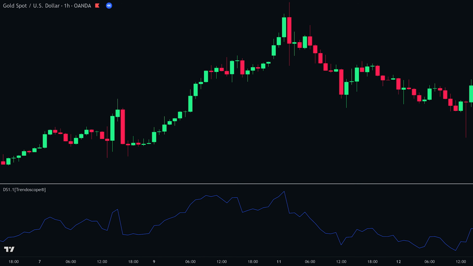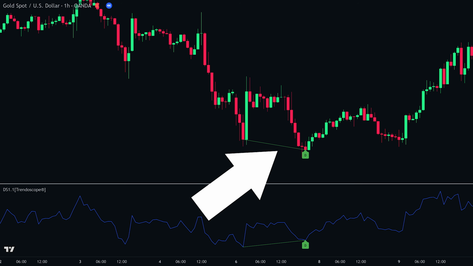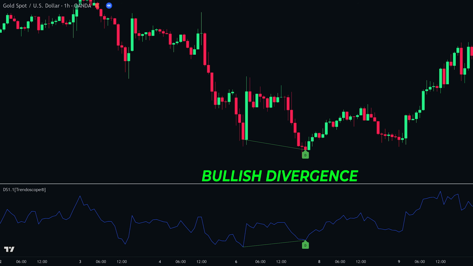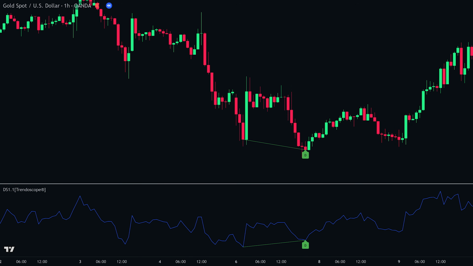First, the indicator plots your selected oscillator, like RSI, in a separate pane below the price chart. Then, it starts scanning for divergence setups between price and the oscillator. When you see the green line labeled with a D, this stands for a bullish divergence. Price makes a lower low, but the oscillator forms a higher low. That tells us the sell pressure is fading and buyers are stepping in. This is usually a signal to expect a move upward, a great spot to consider a buy.